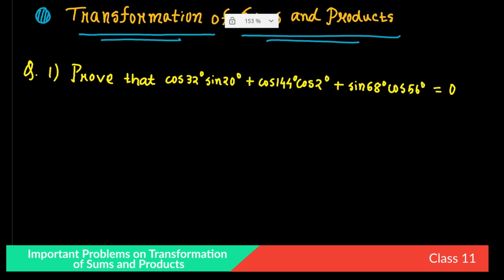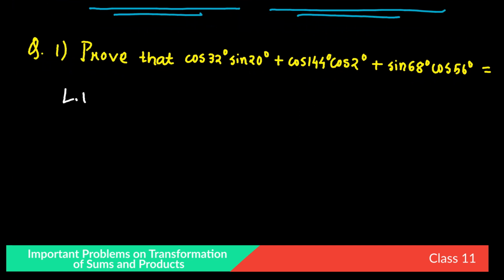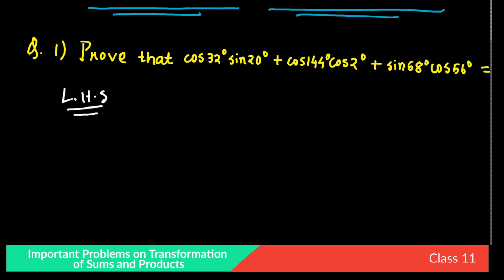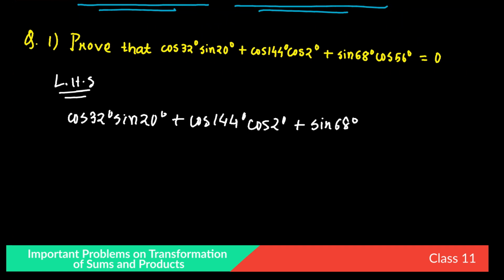So let's come to the first question. It is given, prove that cos 32 degree sine 20 degree plus cos 144 degree cos 2 degree plus sine 68 degree cos 56 degree equals 0. So at first we take the LHS. It is cos 32 degree sine 20 degree plus cos 144 degree cos 2 degree plus sine 68 degree cos 56 degree.